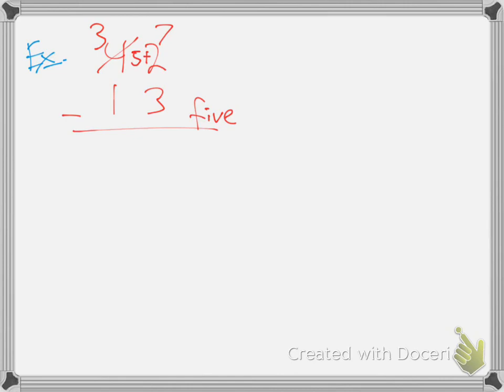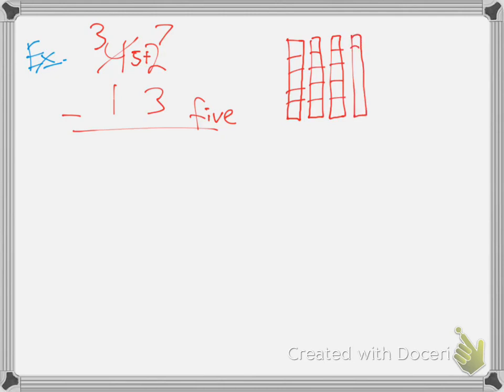Maybe it'd help. Let me do the base blocks real quick. Maybe that would help. So 1, 2, 3, 4, 5. 1, 2, 3, 4, 5. Okay, there's 42, and I'm subtracting 13. Right, so there's my note. There's 42 subtract 13. You can't take 3 from 2.